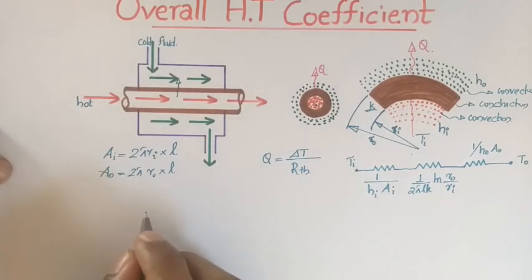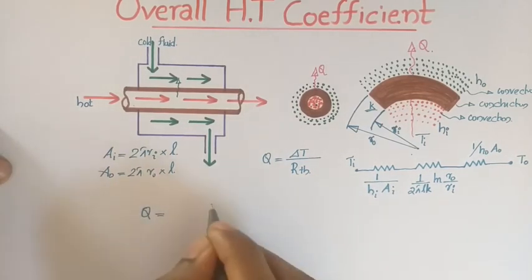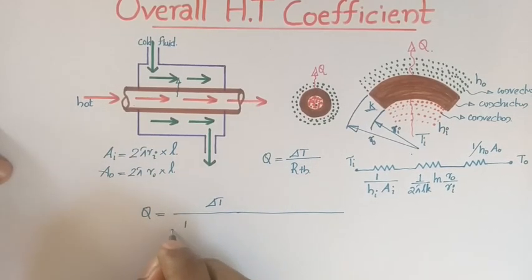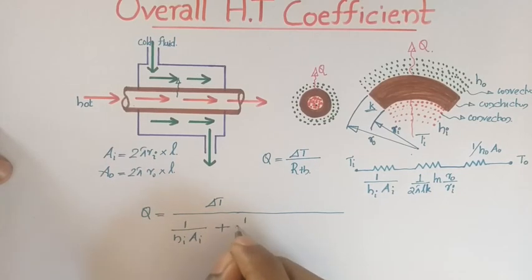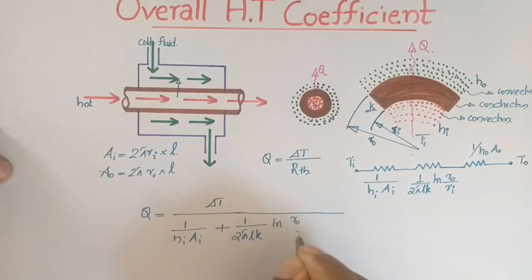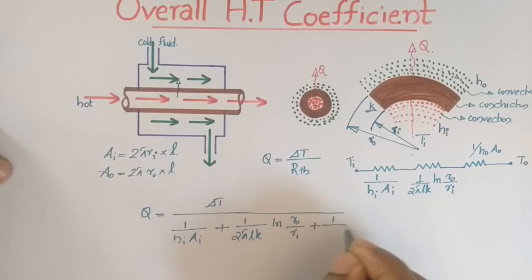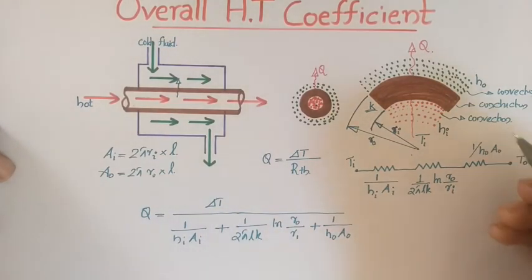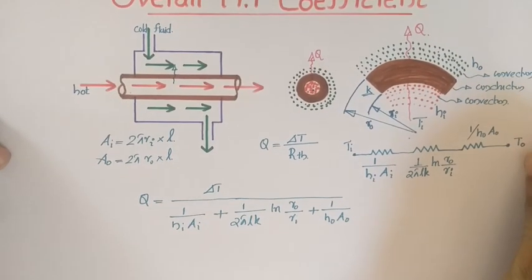I can write Q equal to delta T, the whole divided by 1 by Hi Ai plus 1 by 2 pi L K into log Ro divided by Ri plus 1 by Ho Ao. These three resistances arise because convection, conduction, and convection phenomena occur during heat exchange.